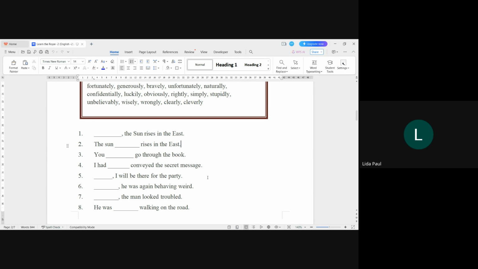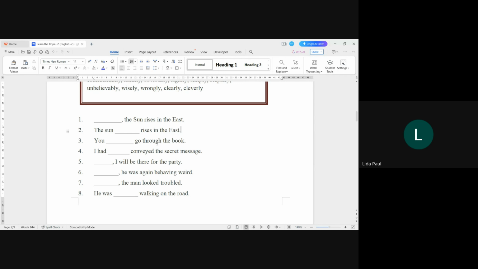Okay. So we look at a few questions here now. I have posted the options for you already in the chat, so you can pick from there. The first question: dash, the sun rises in the east. What do you think would be a better option from the ones that you have in the chat?